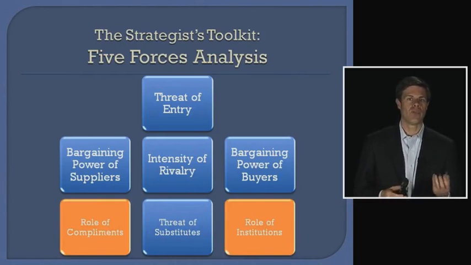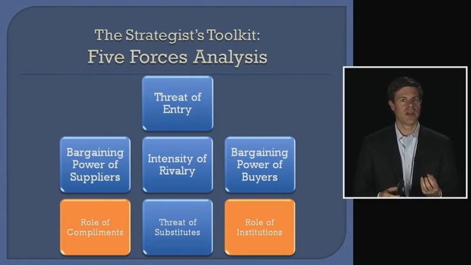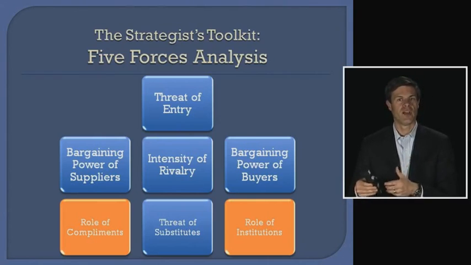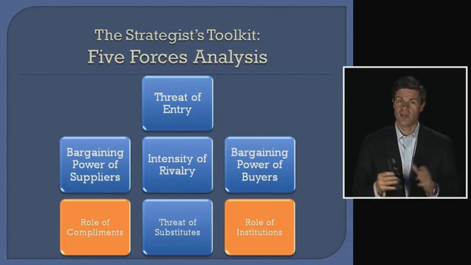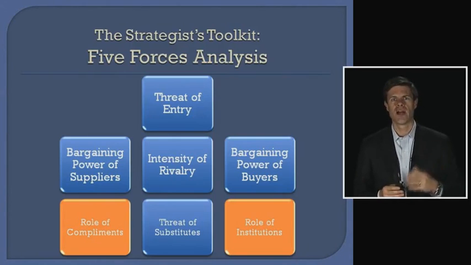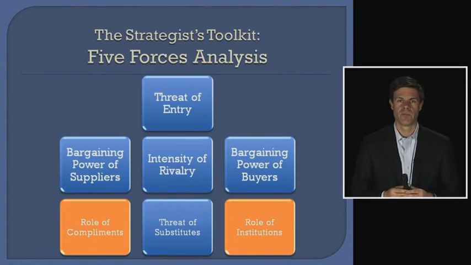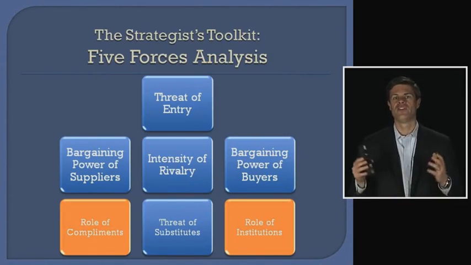One is the role of complements. Complements are a little bit different than supply. These are things like software to a hardware manufacturer. Though it's not a direct supplier, the success of the software company helps drive the success of the hardware company. So who has bargaining power in terms of complements? Sometimes they work together, and sometimes, of course, they might work at odds with one another. So thinking through the role of complements might be an additional thing you want to think through in terms of industry structure.